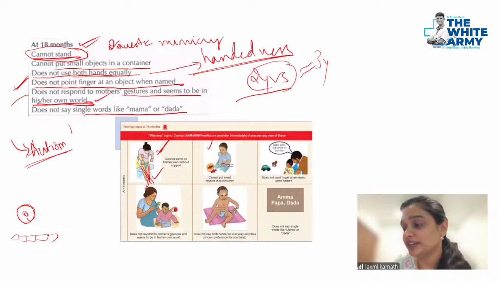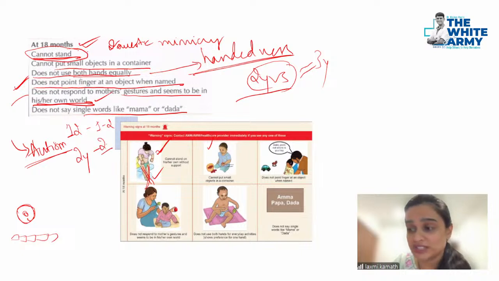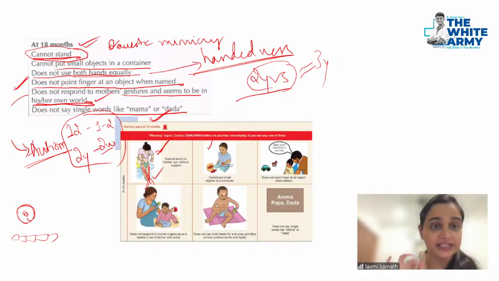We know that at 12 months the child should know 1 to 2 words, and by 2 years the child should know a sentence of 2 words, like give me, come here, give milk. Such 2-word sentences the child should be able to form normally. But at 18 months, if the child does not know even a single word, then it is definitely a red flag and requires referral for evaluation.